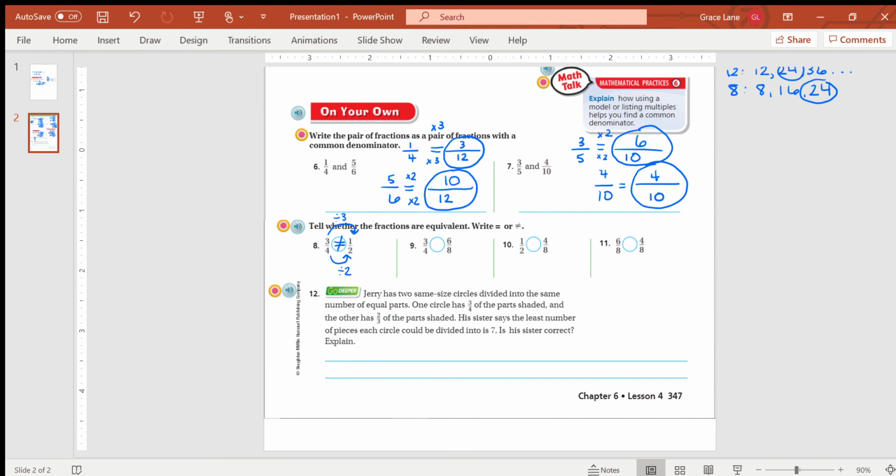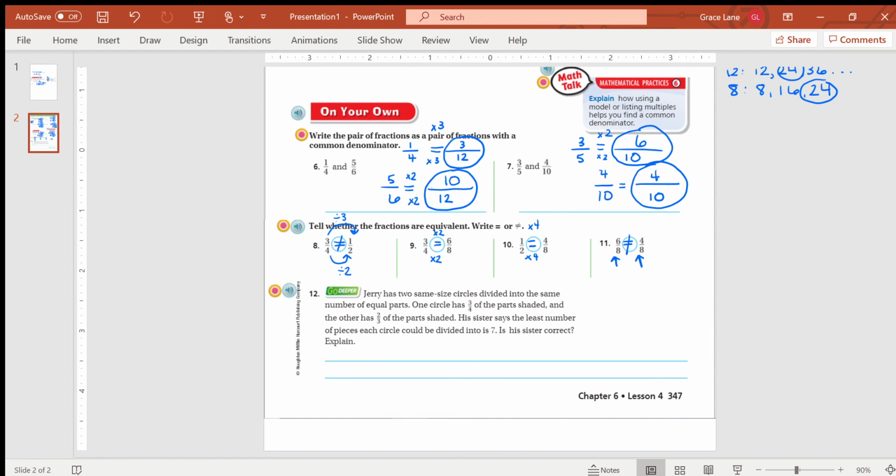Number 9, 3/4 and 6/8. Those are equal to each other because I know 4 times 2 is 8, and on the top, 3 times 2 is 6. Number 10 is equal because on both the numerator and the denominator, we did times 4. And then lastly, on the last one, they are not equal, and you really can just see that right away because they're both talking about eighths. And is 6/8 equal to 4/8? No, so they're not equal.